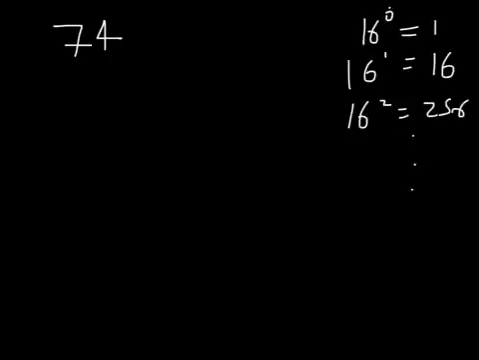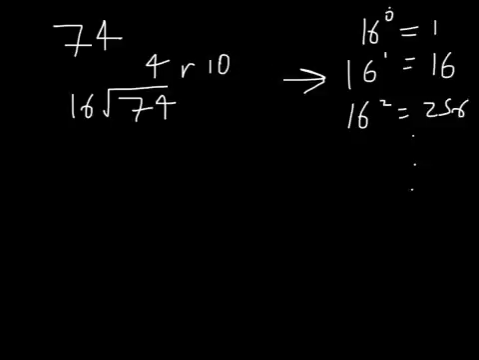So we want to look, in this case, at what is the largest power of 16 that is less than or equal to 74. Once again, it's 16 because 256 is too big. So how many times does 16 go into 74? Goes in at least 4 times, because 4 times 16 is 64, and that gives us a remainder of 10.